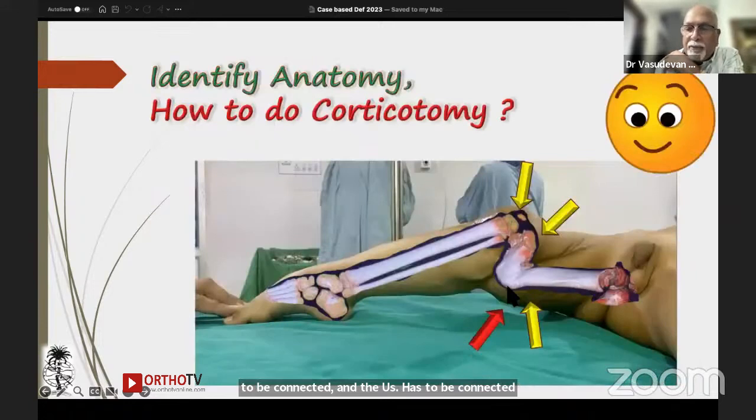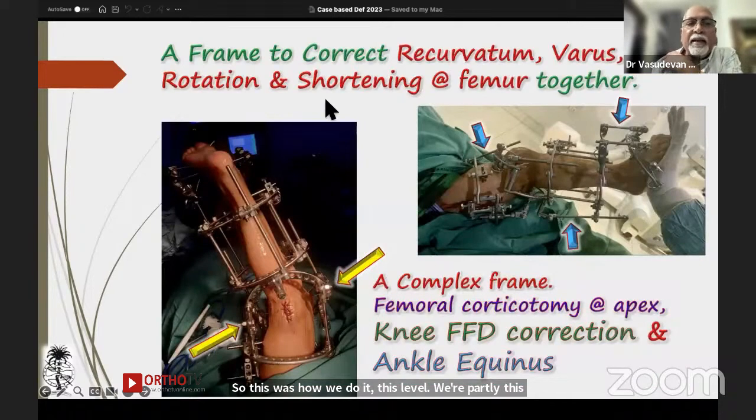So this was how it was looking. I have to do an osteotomy at this level, because partly it is healed here. I have to do an osteotomy. So this was the hinge, the frame looking like this. The frame to correct recurvatum, varus, rotation and shortening at the femur all together. A complex frame, with the femoral osteotomy from the back where the apex is, knee FFD correction, and the ankle equinus correction.